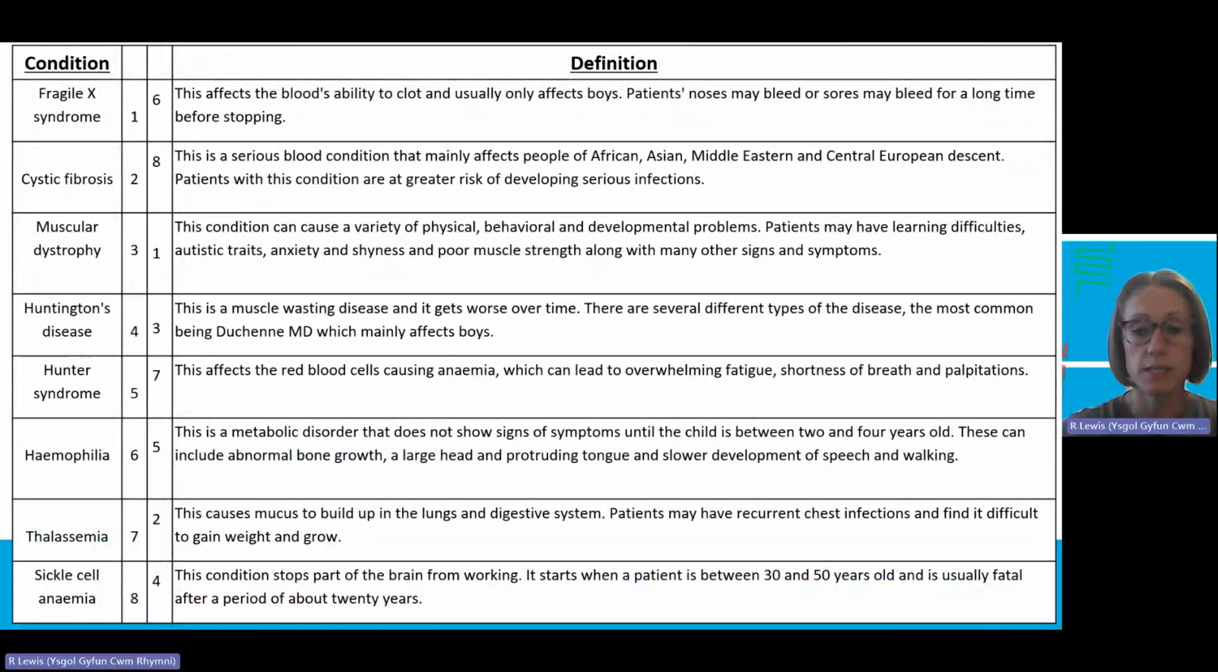In WJEC's resource book, there is information on a variety of disorders. These are Fragile X syndrome, cystic fibrosis, muscular dystrophy, Huntington's disease, Hunter's syndrome, haemophilia, thalassemia, and sickle cell anemia.